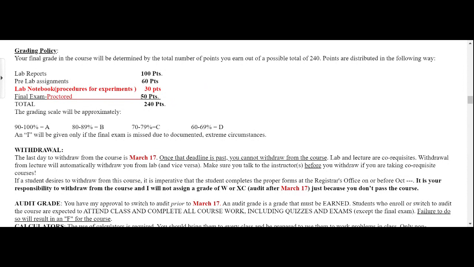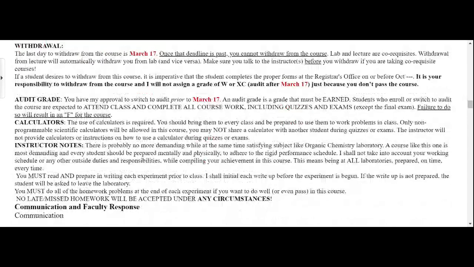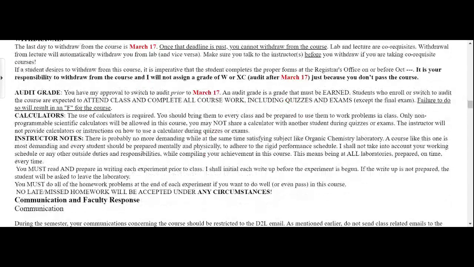Very good question, Elizabeth. We are getting to that now. Withdrawal: the last day is March 17th. For audit it is the same. Please do not wait for the last day to ask for audit, because I don't want to miss your email, and if I miss your email and the deadline has passed, then you won't be able to get it.